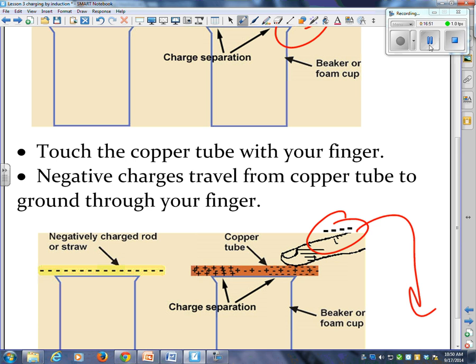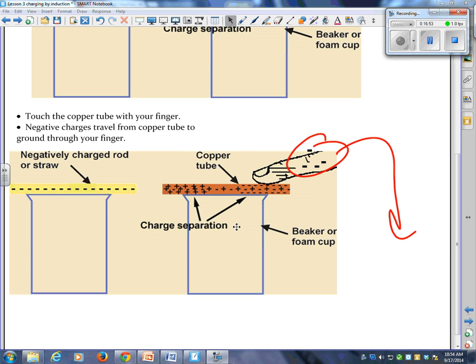You get zapped. What happens when you touch the copper tube? Where do the electrons go? Into the ground, and that leaves the copper rod charged positive or negative. The electrons leave the copper rod, go into your finger and into the ground. It leaves it negative. Oh, sorry, leaves it positive. Did I say negative? It leaves it positive.